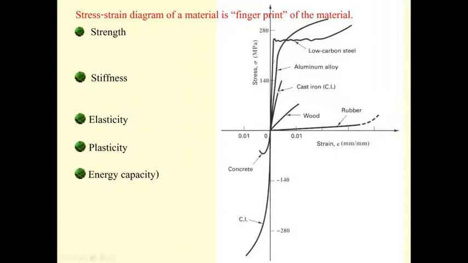And the second is the aluminum alloy. It has the curve here. The third is the cast iron. The fourth is the wood. And the last one is the fiber.